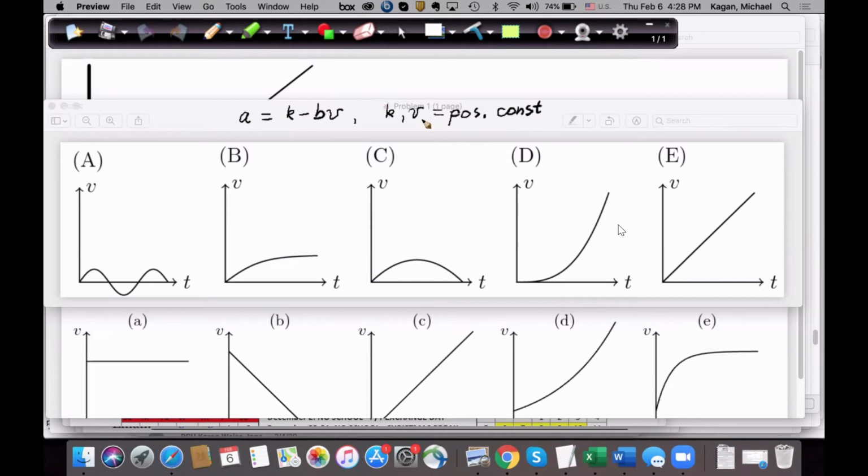Oh, I'm sorry. I meant B. Yes. Yeah, my bad. So yes, K and B are positive constants, and V obviously not. V is the velocity. A is the acceleration.